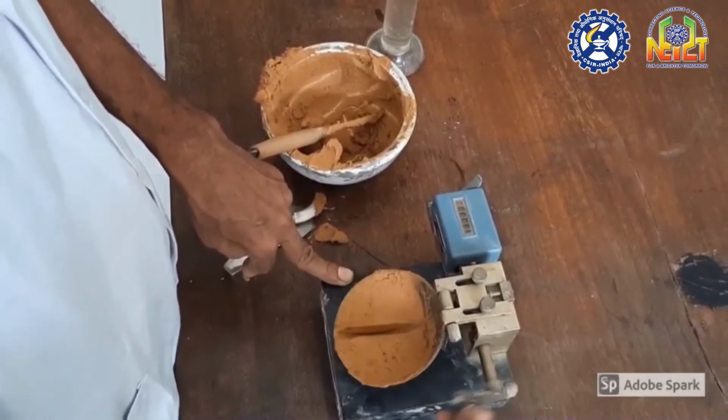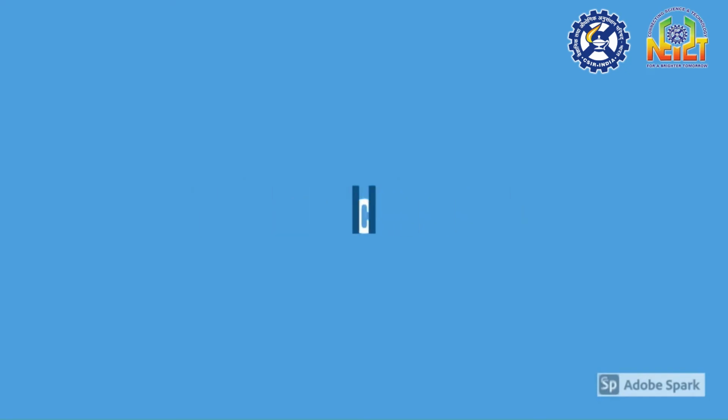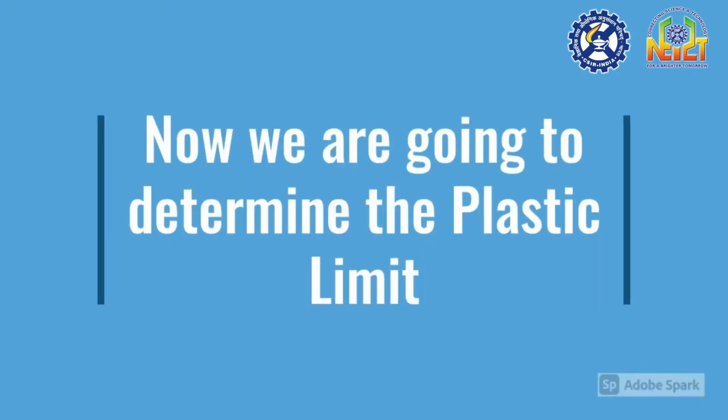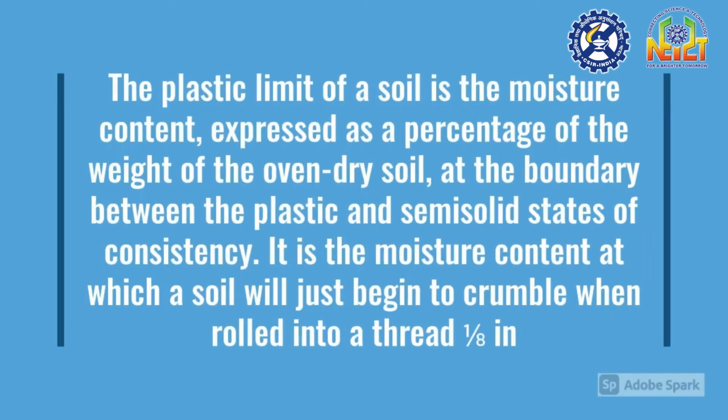And now we are going to the plastic limit. So what is plastic limit? Plastic limit is the water content at which soil changes from plastic state to semi-solid state. So that water content is called the plastic limit. And the same size of grain will be used in this test. Plastic limit is the water content below which the soil stops behaving as a plastic material.